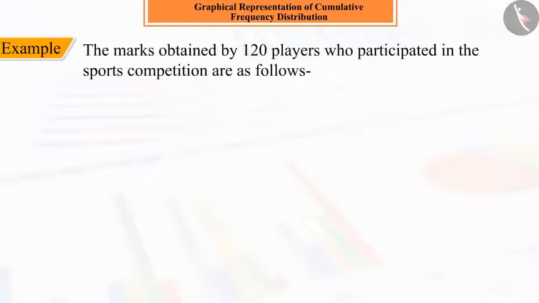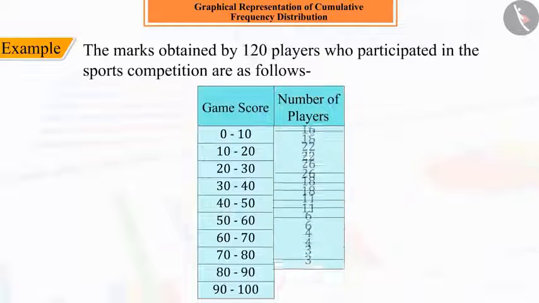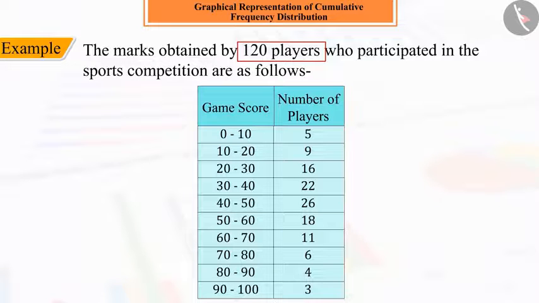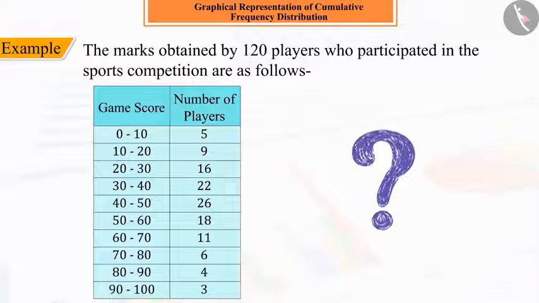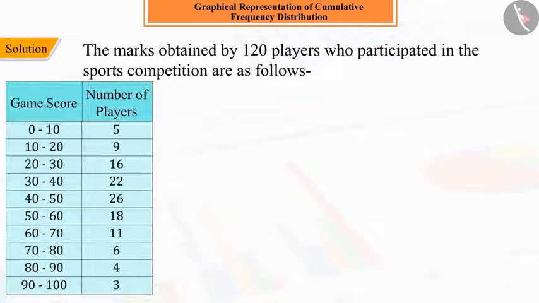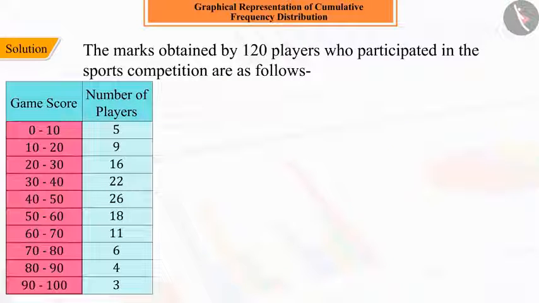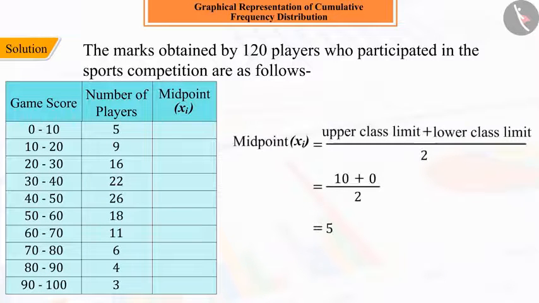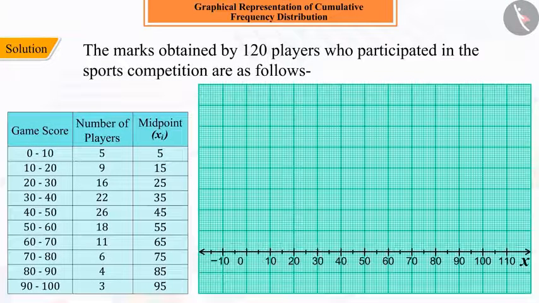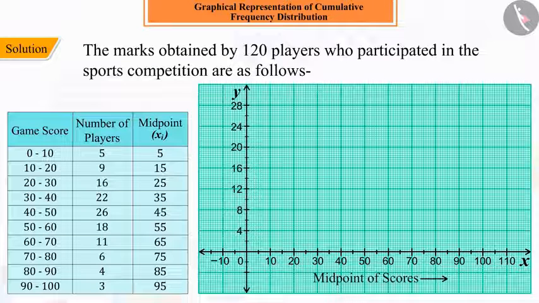On the basis of grouped data, we can see that the marks obtained by the 120 players who participated in the sports competition are represented as follows. So, can you represent these figures graphically? Well done. For graphical representation, firstly, we need to find the midpoint of the given class intervals, which is shown in the frequency table as follows. Now, plot the midpoint on the x-axis and the frequencies on the y-axis.